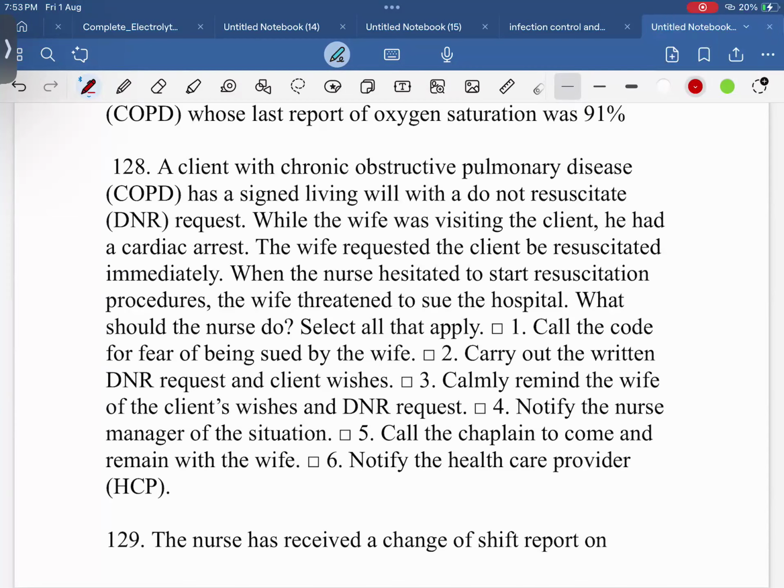I will go with 2, 3, 4. Very good. Yes, more options. I want you to just type. You don't get this much time. And second option, notify the healthcare provider. This is SATA. Yes. Second, 6.